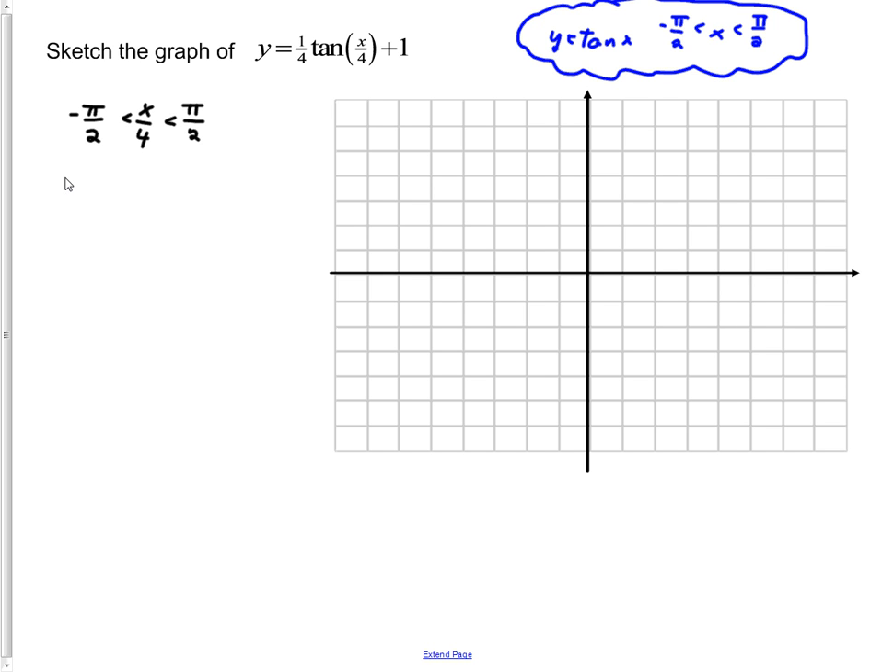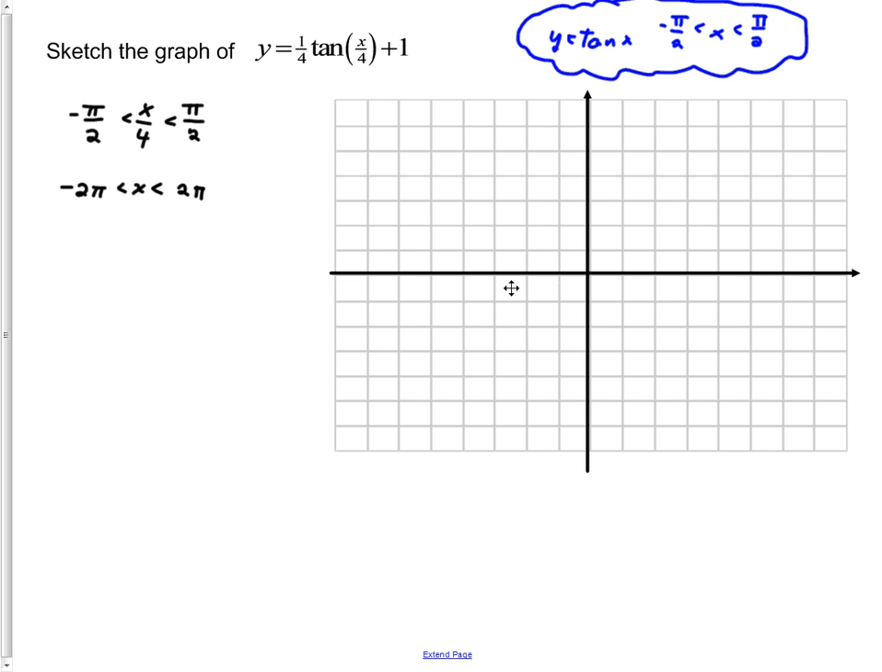What happens? Well, 4 times pi over 2 is going to be equal to 2 pi. So we've got negative 2 pi to the left. And to the right, we're going to take pi over 2 times 4. That's 4 over 1. 4 divides by 2, leaving us with 2. So we're going to have positive 2 pi off to the right.